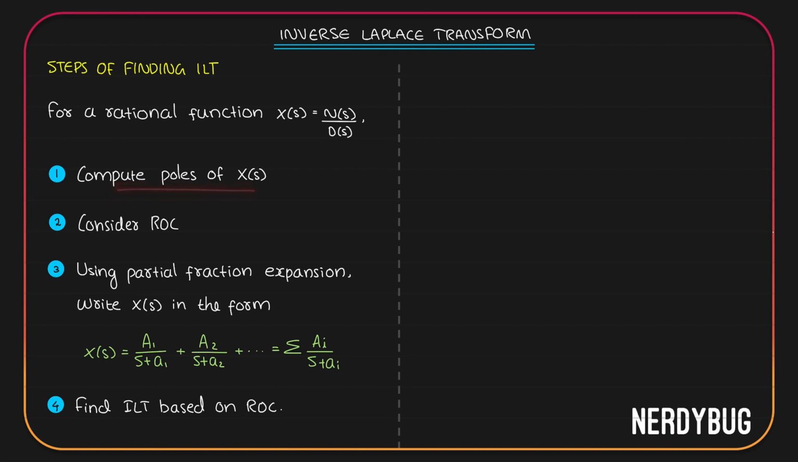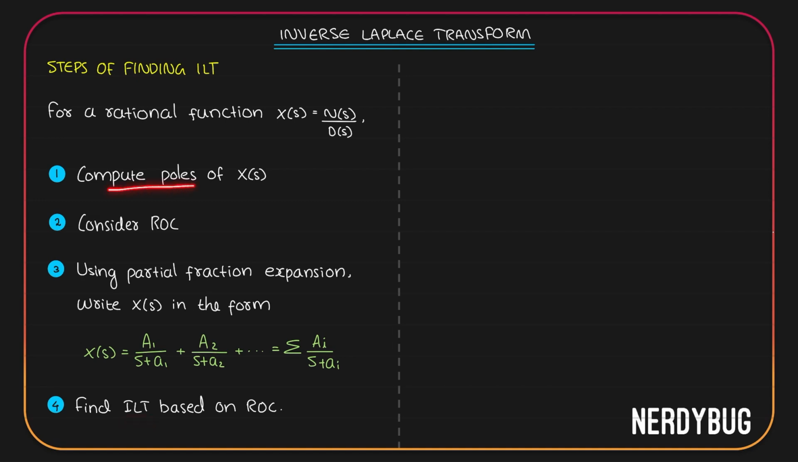What we have to do is this. First, we have to compute the poles of X(s). Then we will consider its region of convergence. And then we will use partial fraction expansion to write X(s) in this form: some constant divided by s plus one of the poles, plus some other constant divided by s plus the other pole, etc. So we can write it as a summation of A_i divided by s plus a_i. A_i is the ith constant and a_i is the ith pole. Once we have written it like this, we can find the inverse Laplace transform.